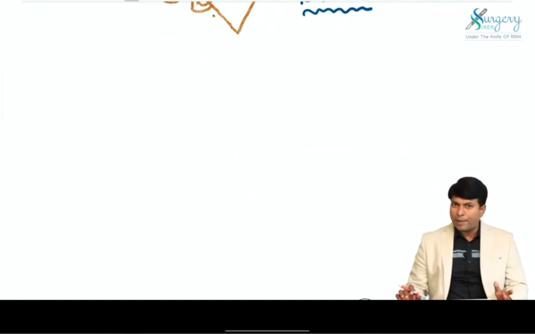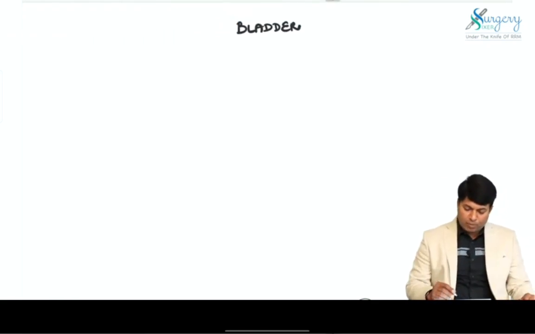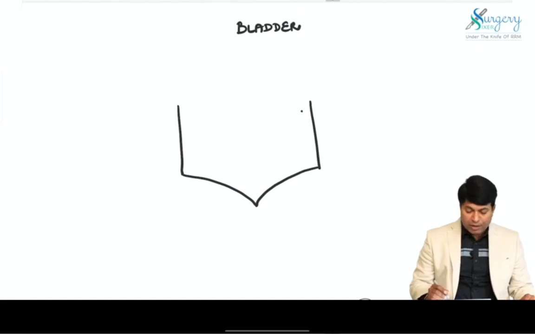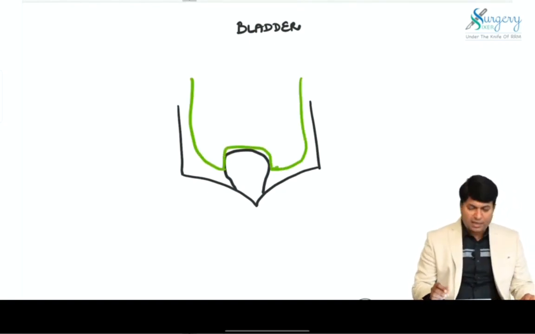So we are discussing a chapter on trauma. We finished kidney, we finished ureter. Now coming to bladder injuries. A very interesting point you must know here is that the bladder is not fully extraperitoneal and not fully intraperitoneal. So this is the bladder, and this is the peritoneal sac. Part of the bladder is intraperitoneal, part is extraperitoneal.